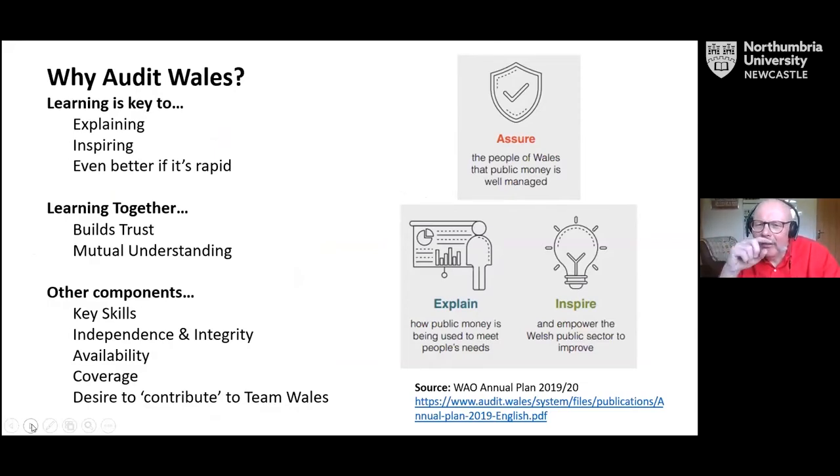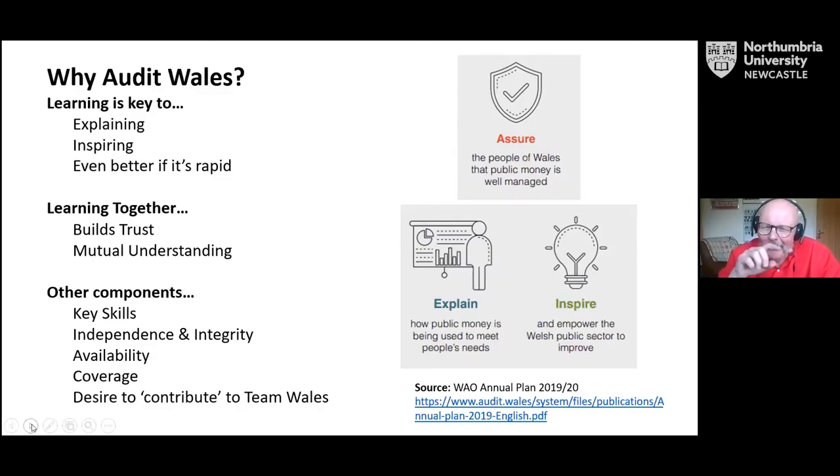I mentioned earlier, sorry, Audit Wales, where we are compared to what we used to be. This idea of assure, explain, and inspire is a key part of what we think we can help add to the public services, and that notion of explaining how public money is being used. I think it's a key part of learning for us and for others about how you interpret what's in front of you. But the notion of inspiring people to be better, the transfer of knowledge and learning, is a key part of that. So that's why we're in this.